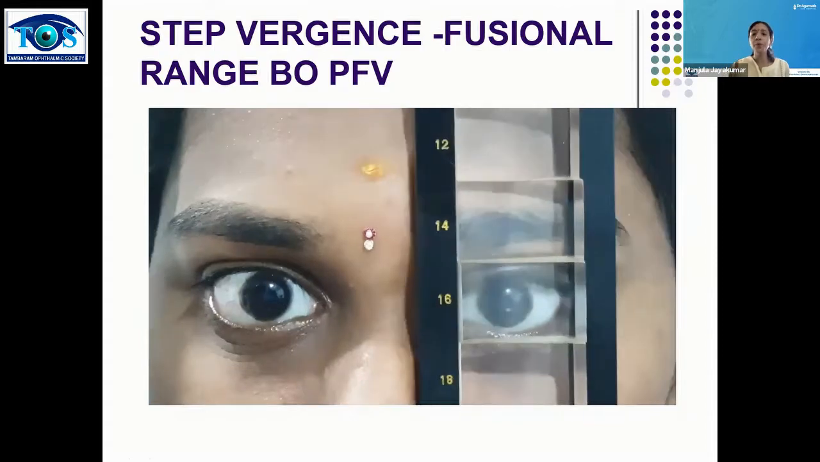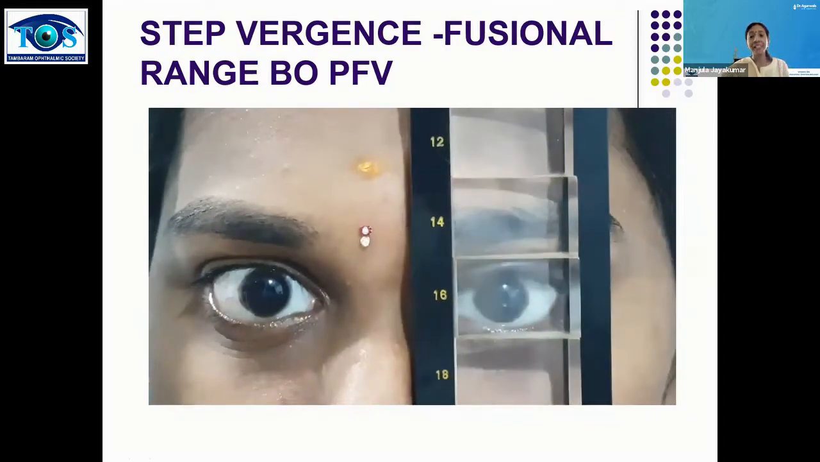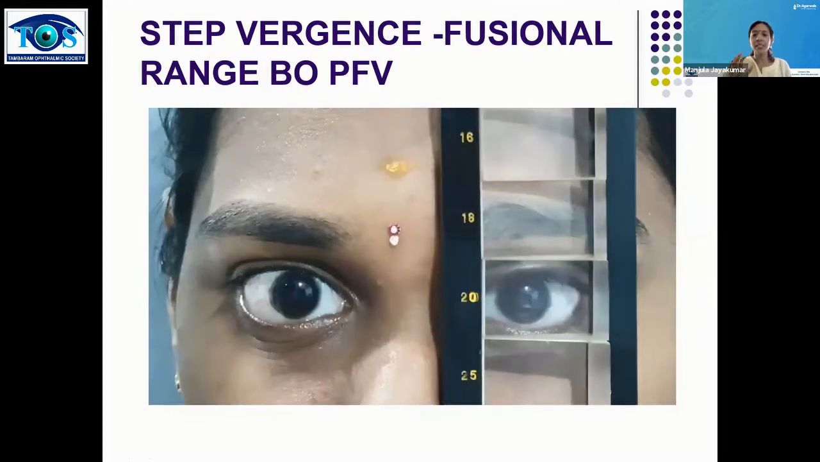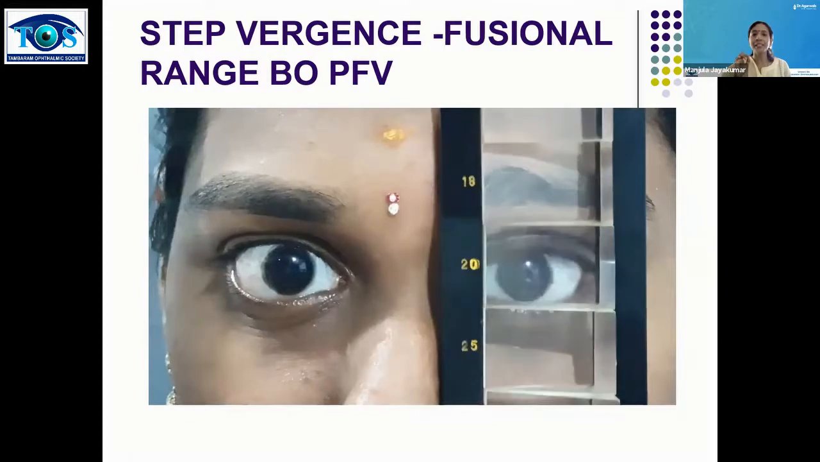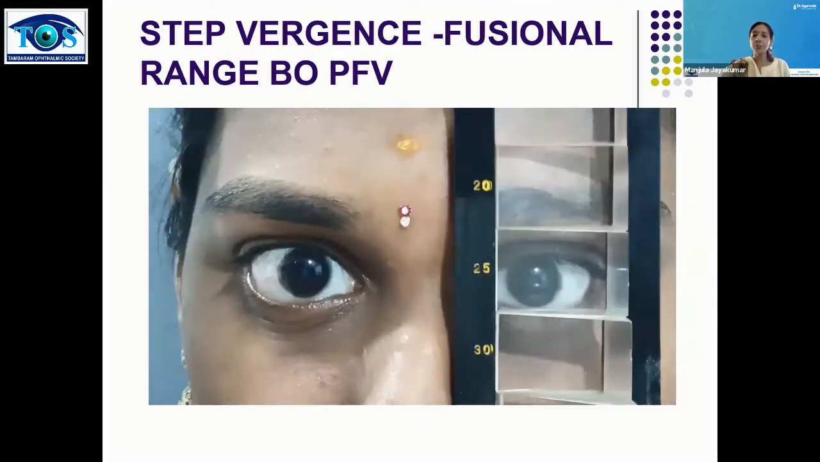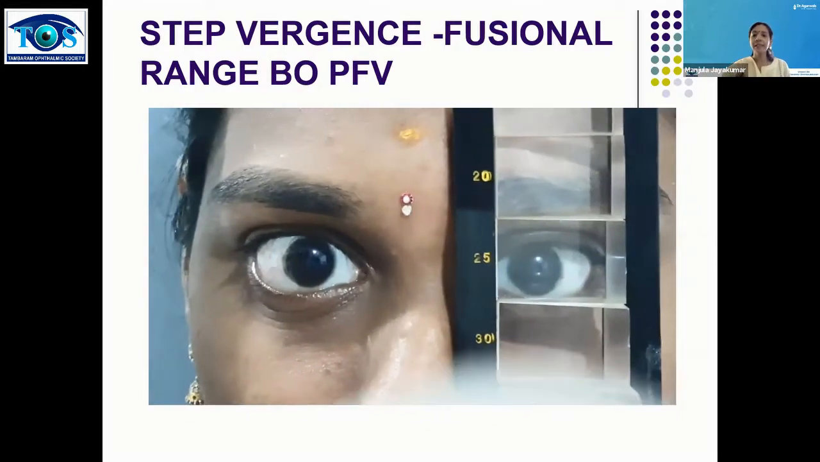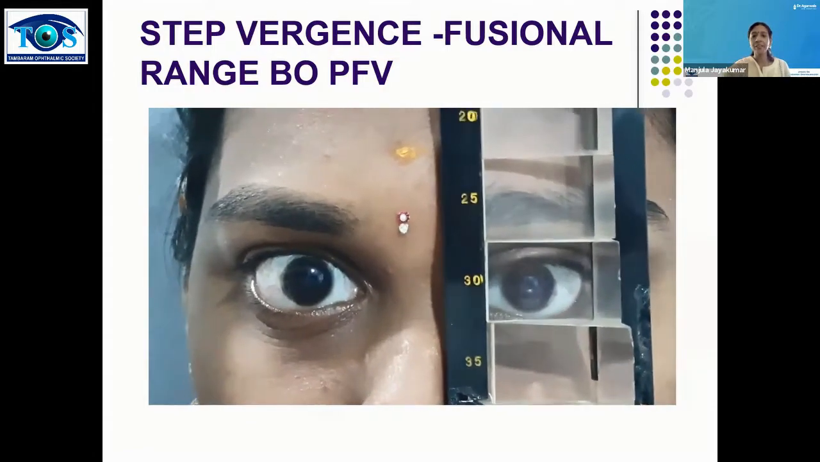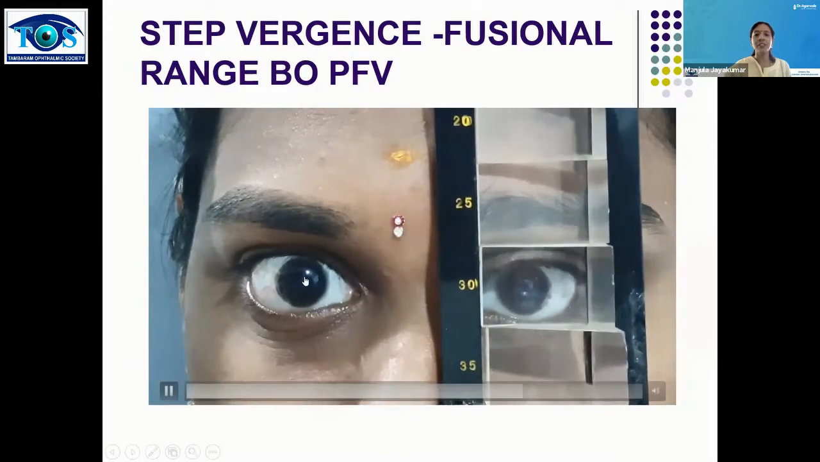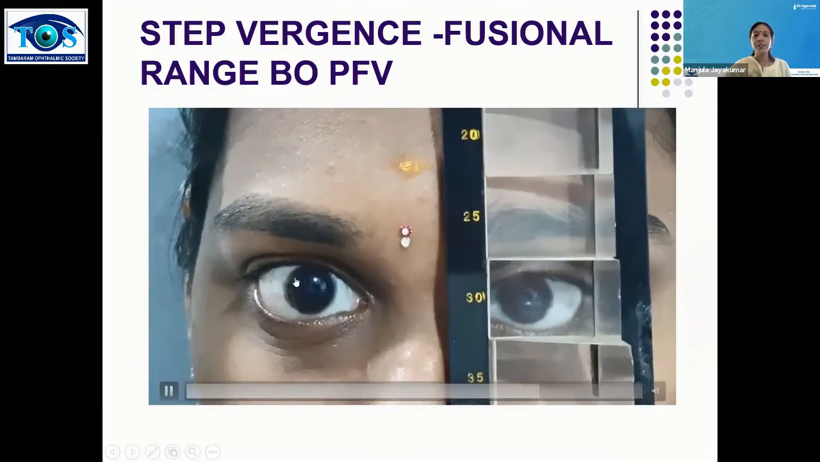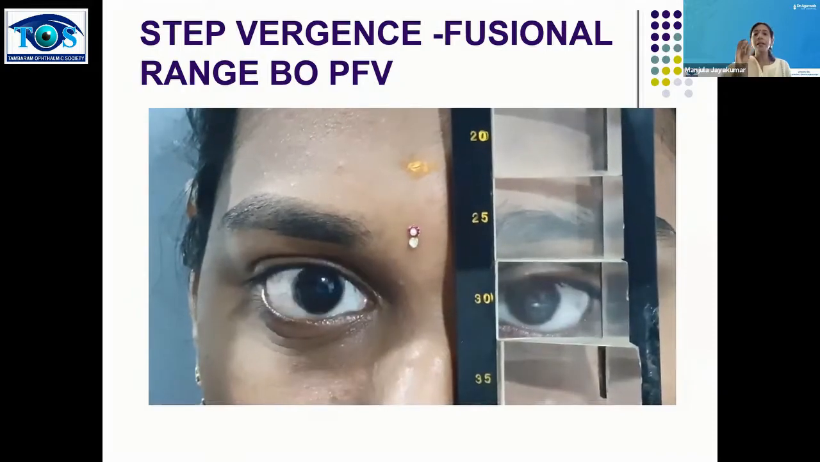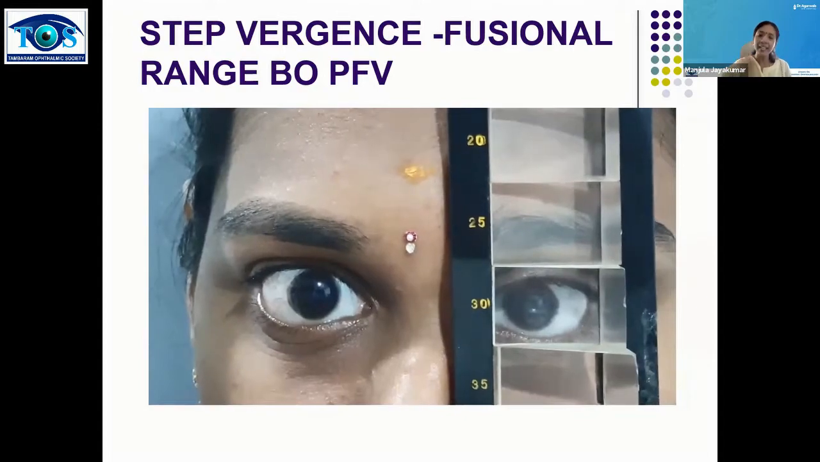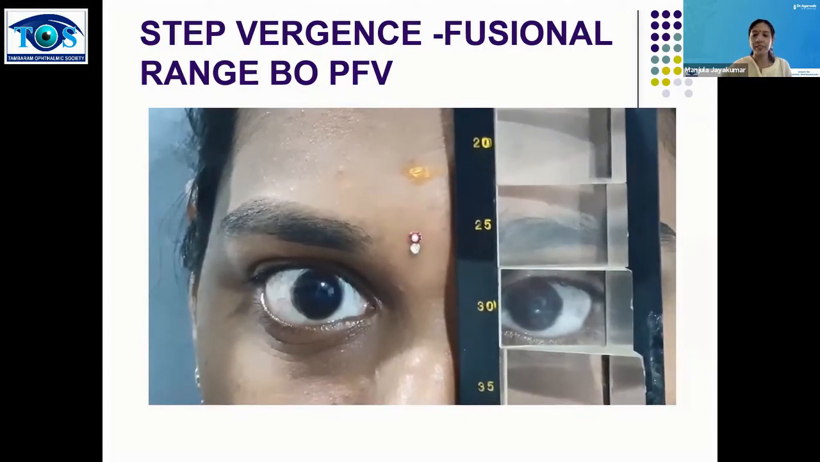So you do base out, you do base in. This patient is still having a single image at 20 prism base out. Base out means it's your positive fusional vergence. At 25, yes, still single. At 30, she starts seeing a little bit of double, and you can also see that this eye is moving out. So she's reporting double, blurring or first double, and then the eye is also moving out. Again, subjective as well as objective.